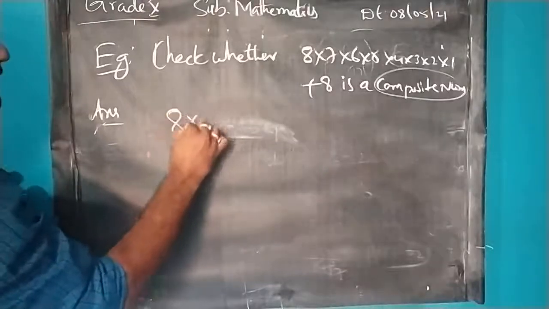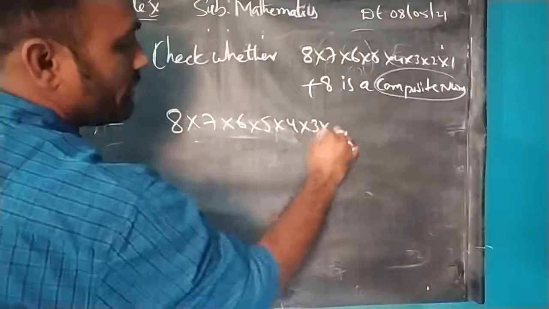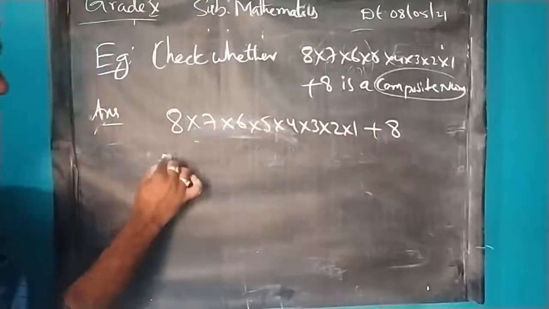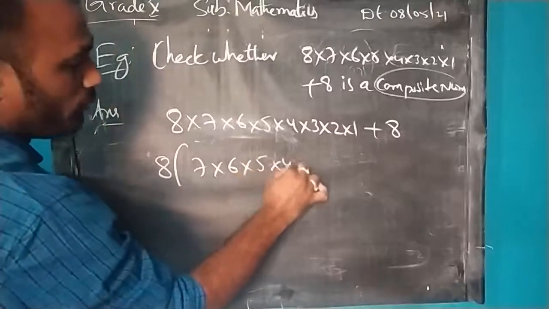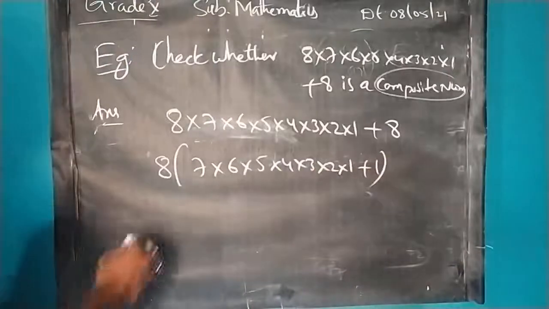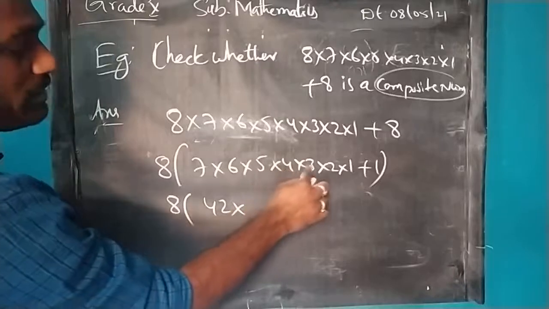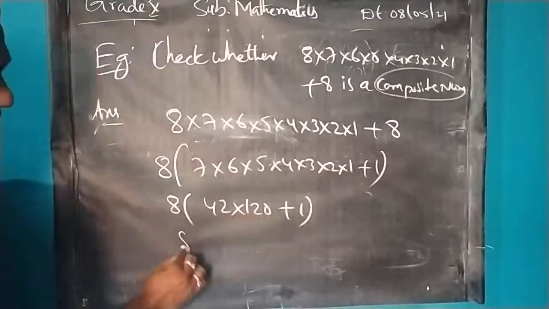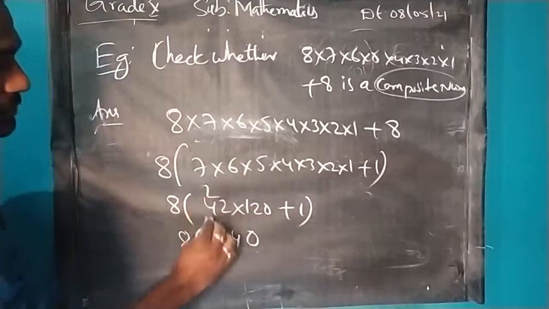So it is given that 8 into 7 into 6 into 5 into 4 into 3 into 2 into 1 plus 8. In these two, what can we take common? 8 we can take as common. So the left terms are 7 into 6 into 5 into 4 into 3 into 2 into 1 plus 1. So 8 into, here 42, 5 4 20, 3 60, 120... 12 twos 24, 12 fours 48, 50.